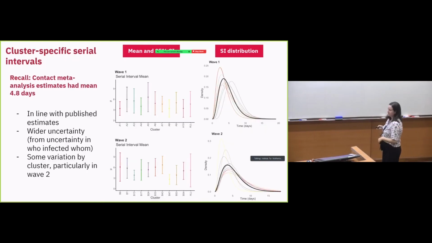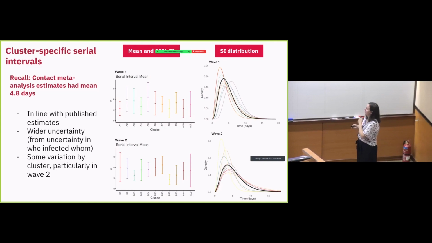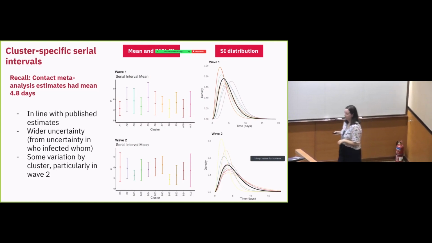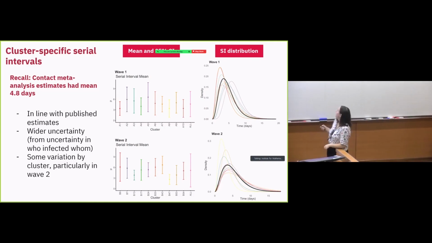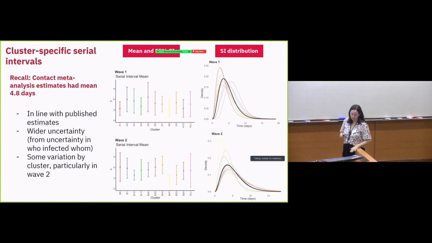So here are our estimates of the serial interval given those 20 different clusters. I've just focused here on the serial interval mean. Again, these are mean and 95% confidence interval estimates of the mean serial interval. We can see that they're all pretty closely in line with the 4.8 days that the meta-analysis earlier got. We see a little bit of variation between them, not too much.